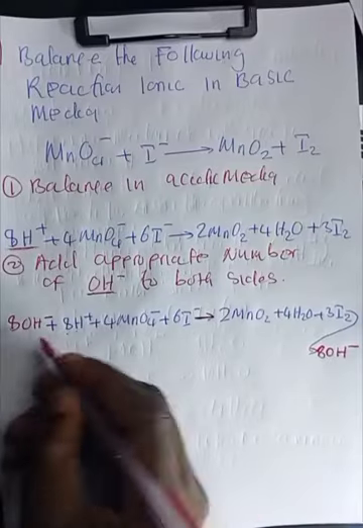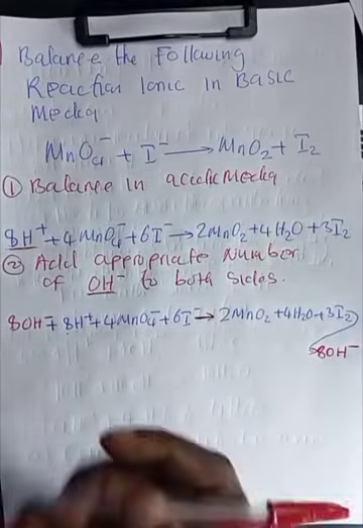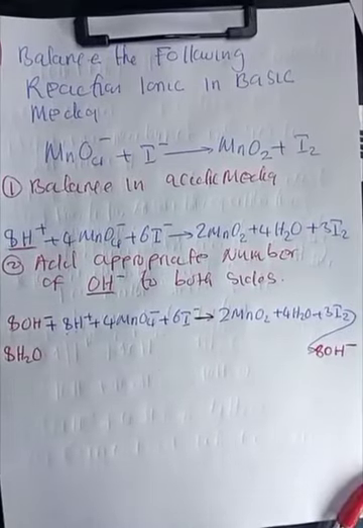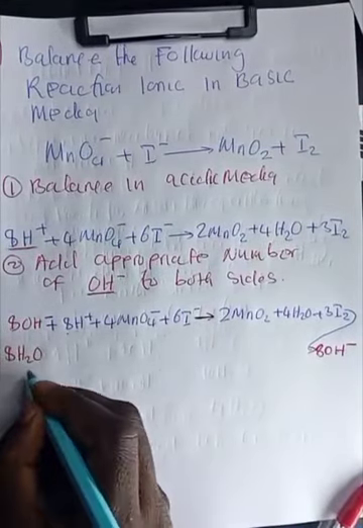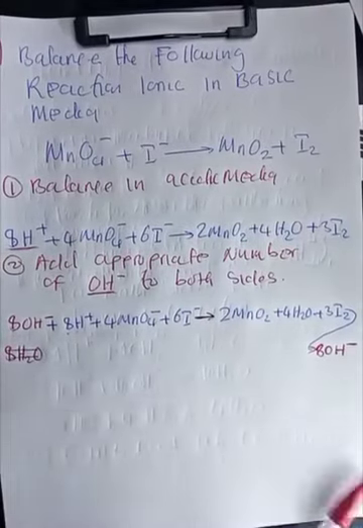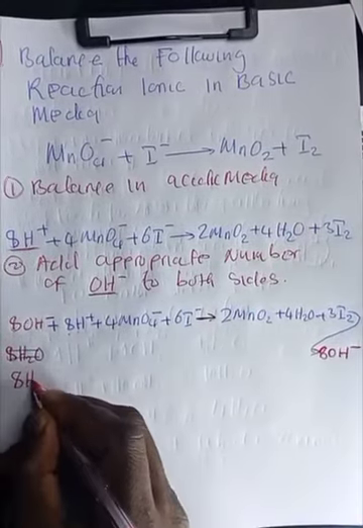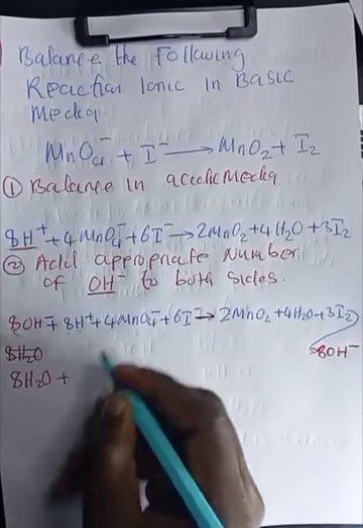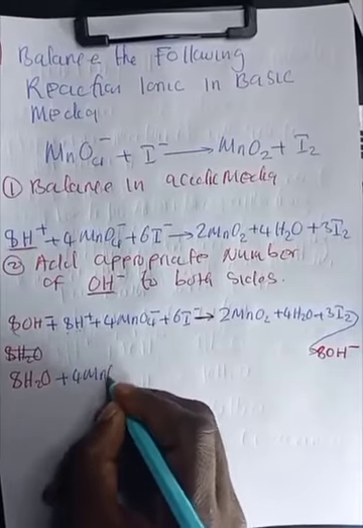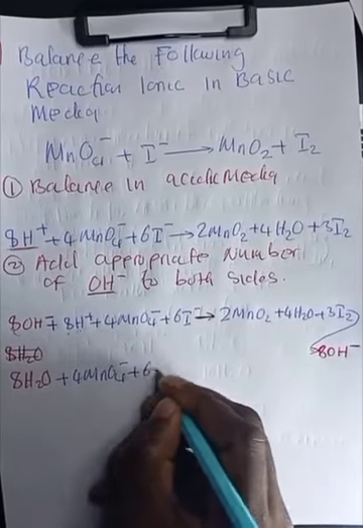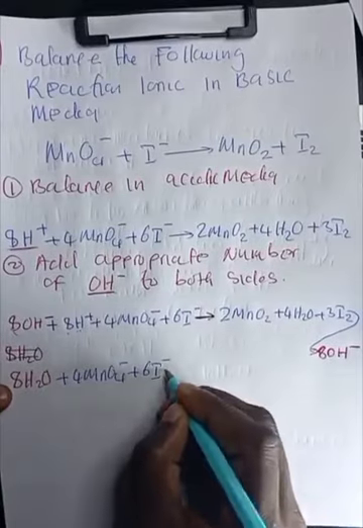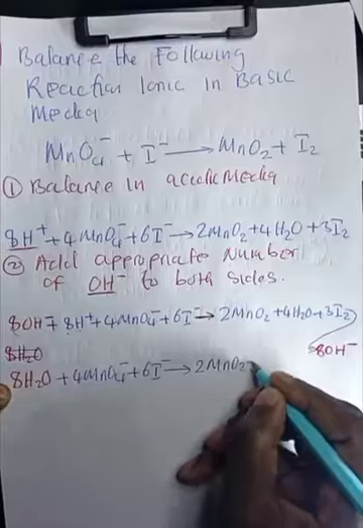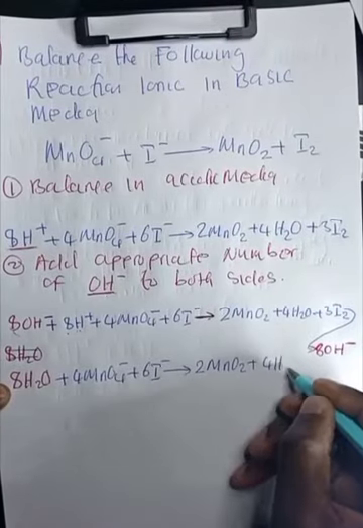So we can add these two. I'll use red ink to differentiate. We're going to get 8 H2O. Then the rest we can write down. So it's 8 H2O, then the other things remain the same, plus 4 MnO4 minus, plus 6 I minus, giving us 2 MnO2 plus 4 H2O.